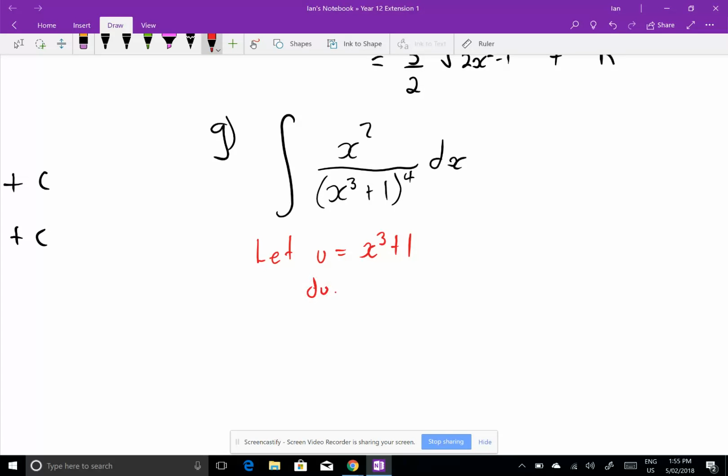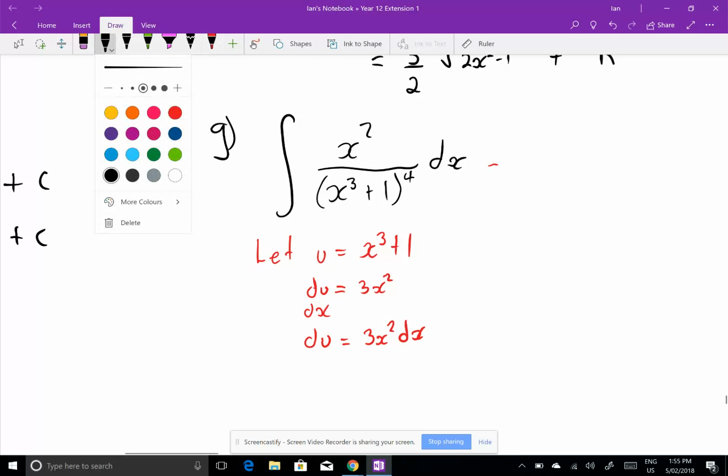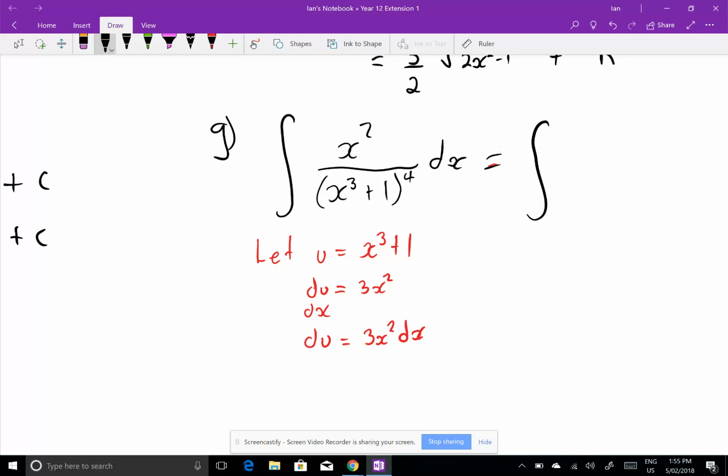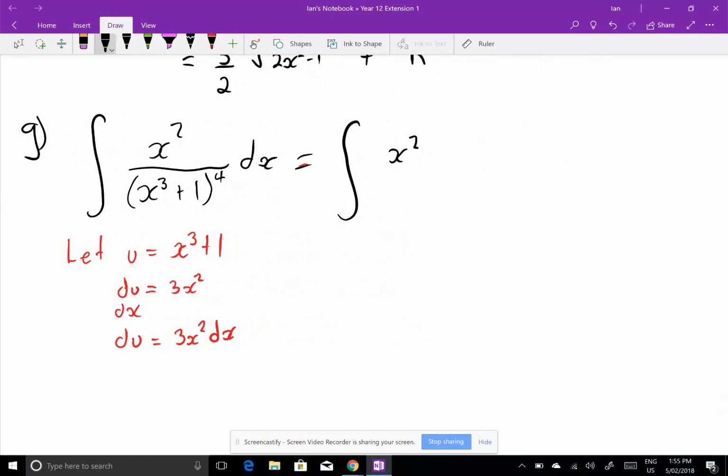and du dx equals 3x squared. Therefore du equals 3x squared dx. Now, x squared (x cubed plus 1) to the negative 4 dx. Put my substitution in. So put u in for that. I'm going to get x squared u to the minus 4 dx.